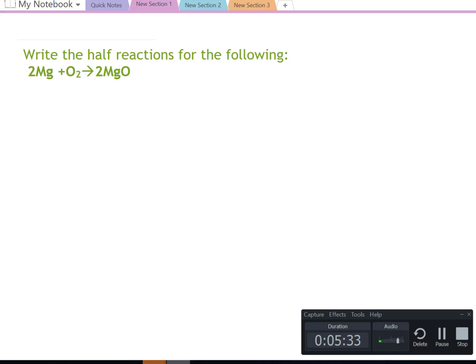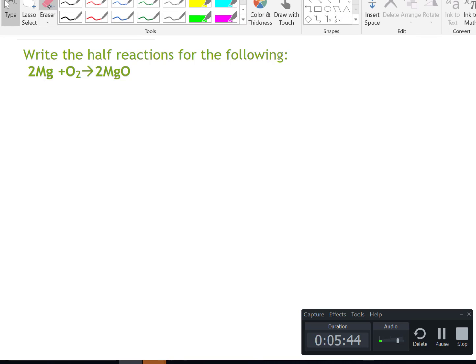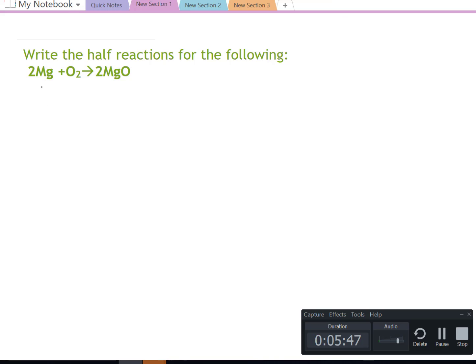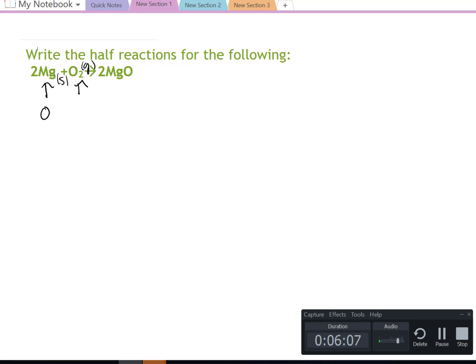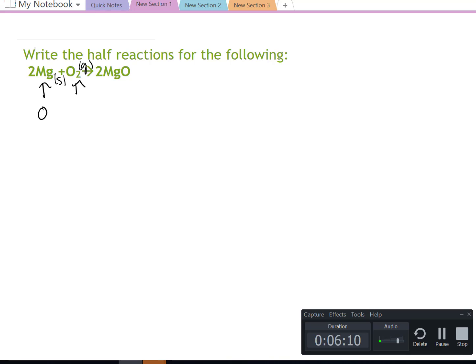All right, so now we're going to write the half reactions for redox reactions. What we need to do first, like we've done before, is find the oxidation states for each element. When we do that, we notice that this is a solid and this is going to be a gas. Magnesium is by itself, so the oxidation state is 0 because it's magnesium solid, or magnesium metal. Then we have oxygen. Oxygen is a diatomic, so the oxidation state is also 0.